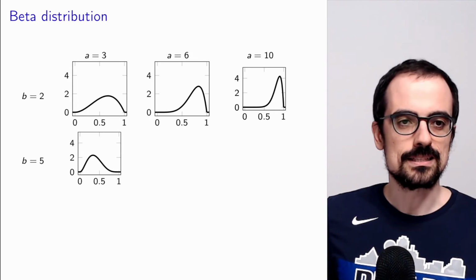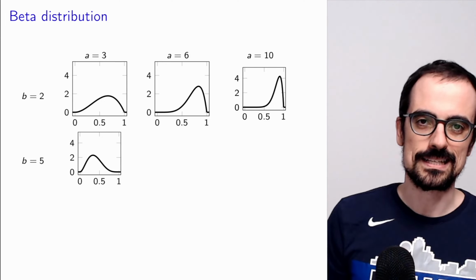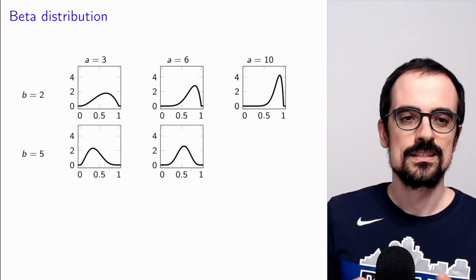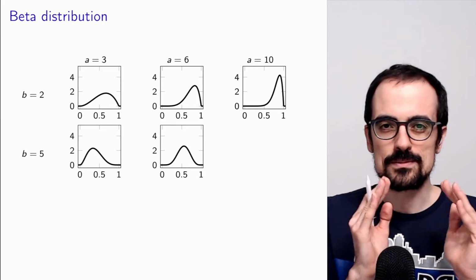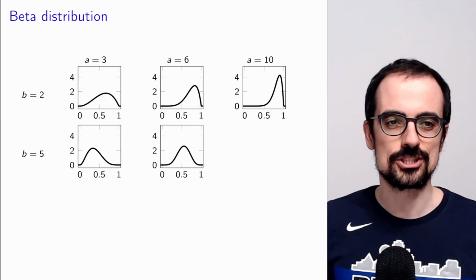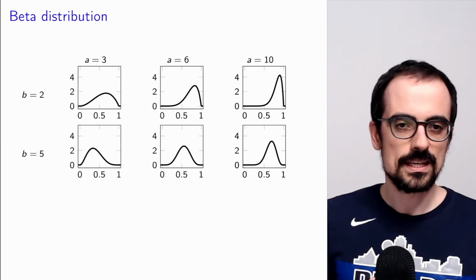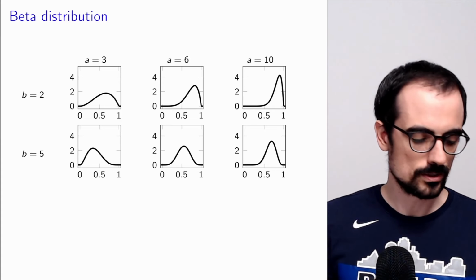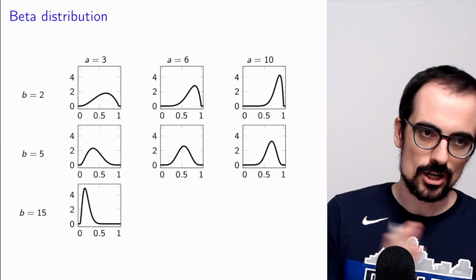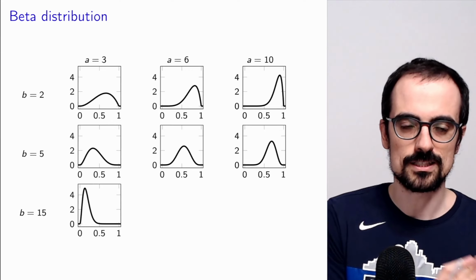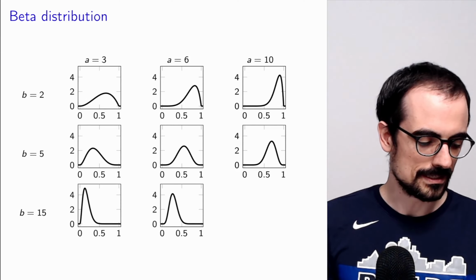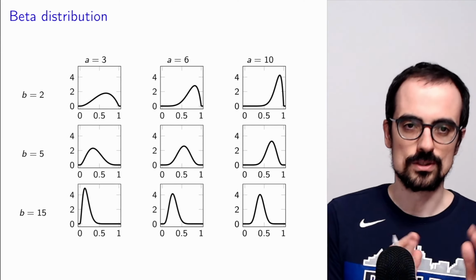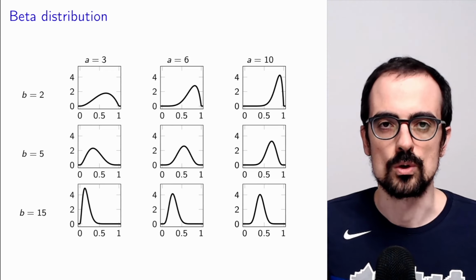Here b is slightly larger than a, so the density shifts a bit towards 0. Here they're almost the same, so it's almost centered, but there's a slight shift towards 1. Here there's more shift towards 1. Here a lot of shift towards 0 because b is much larger than a. And here you can see that when b is larger, you get this shift towards 0.